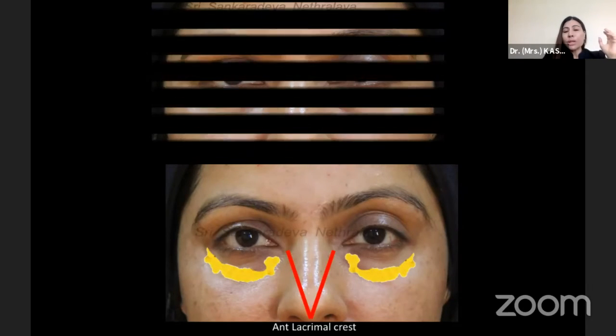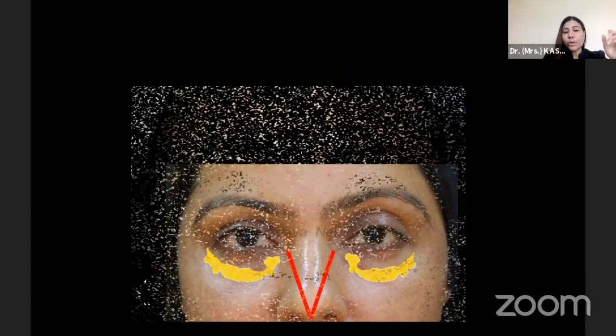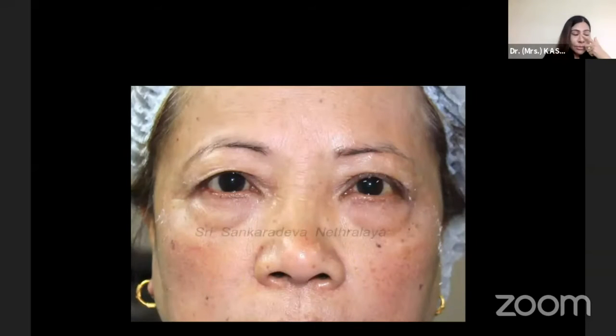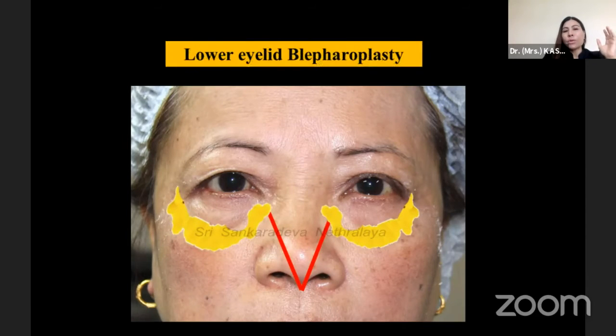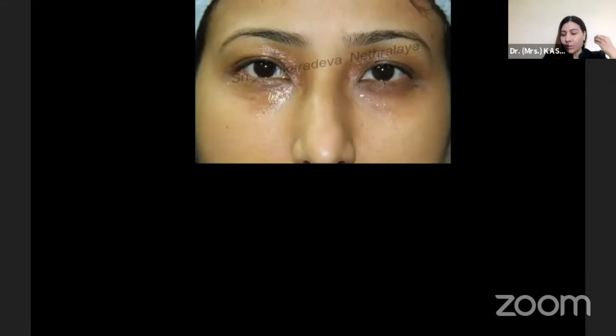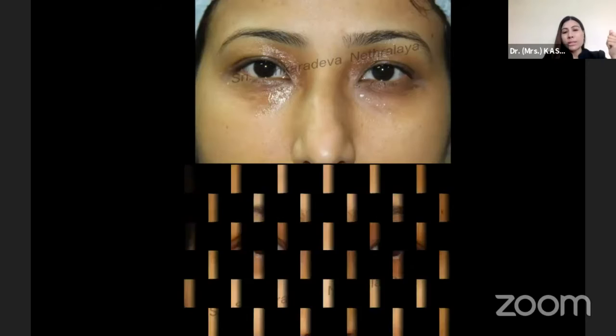But if you have a much older lady where you have too much fat bulging, with this bulging of the fat lying much anterior to the anterior lacrimal crest plane, then this is an indication for a lower lid blepharoplasty. So this is how we differentiate whether we'll go for an injection or we'll go for a surgery.